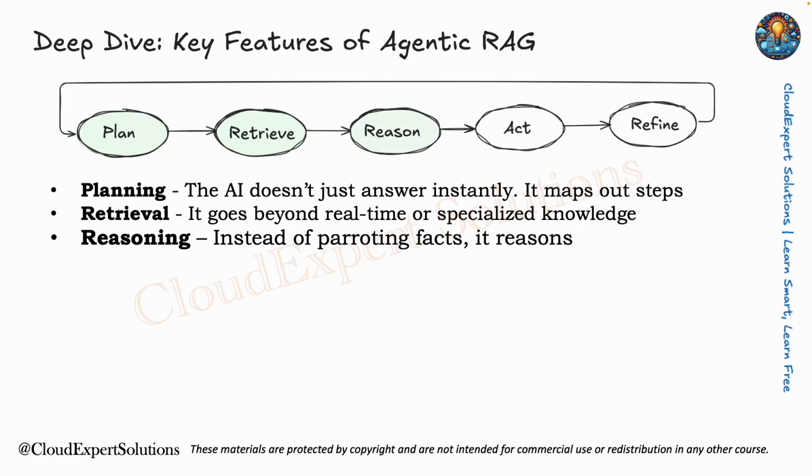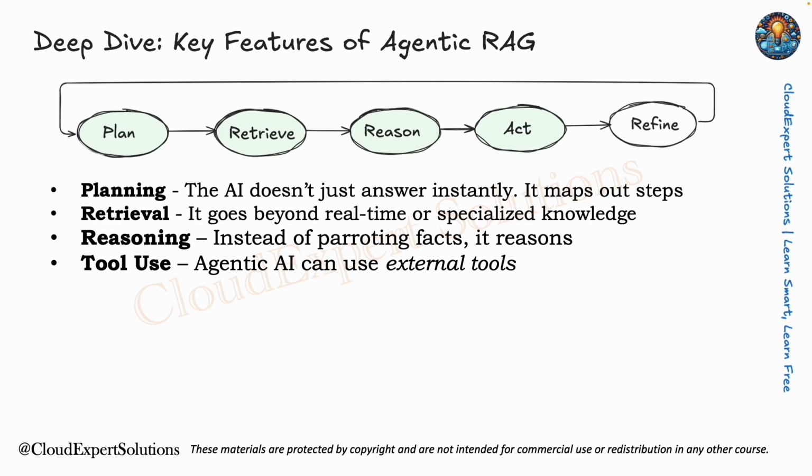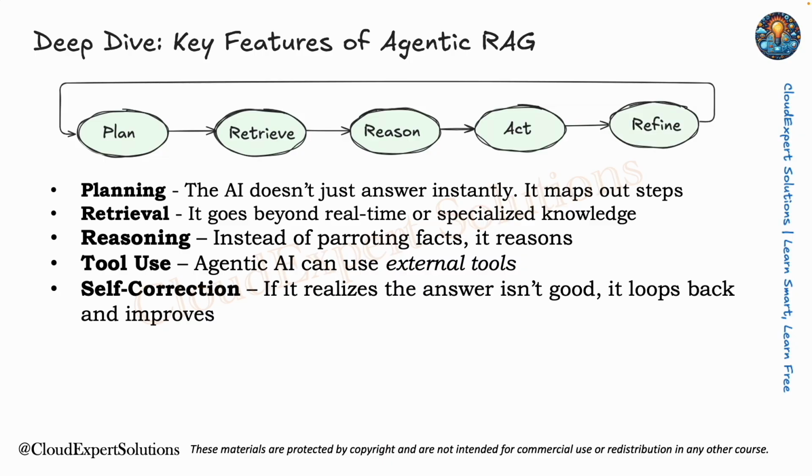The third step is reasoning. Instead of parroting facts, it reasons, and it can evaluate, does this answer actually solve the question or do I need to refine? The next step is use of tools. Agentic AI can use external tools. For example, it can call a calculator, query a database, or even trigger a workflow. And last but not least, self-correction. If it realizes the answer is not good, it loops back and improves, just like a human researcher.